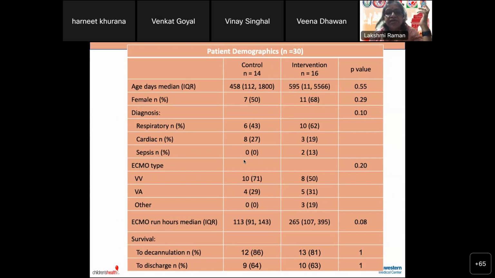As you can see, the demographics, the use in respiratory, cardiac, and septic shock patients, and VA versus VV, showed no significant difference. If you look at the hours of ECMO, unfortunately, we had two patients who had very long runs and happened to be in the intervention arm. That's how we ended up with very long ECMO hours in the intervention arm. And you can see survival to decannulation versus to discharge was not very different between the two groups. Next slide.